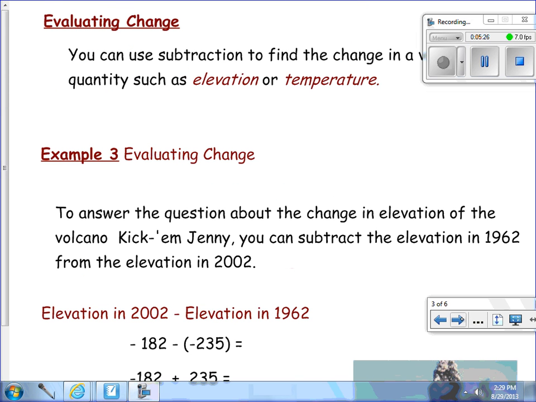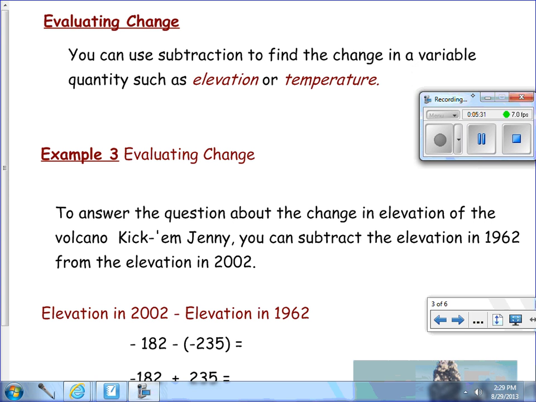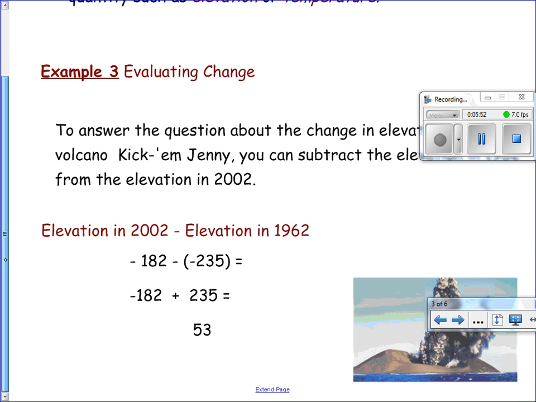Now we're going to be evaluating change. You can use subtraction to find the change in a variable quantity, such as elevation or temperature. So in subtracting integers, you will notice the word problems are mostly about a change in elevation or a change in temperature. So in example 3, we'll be evaluating change.